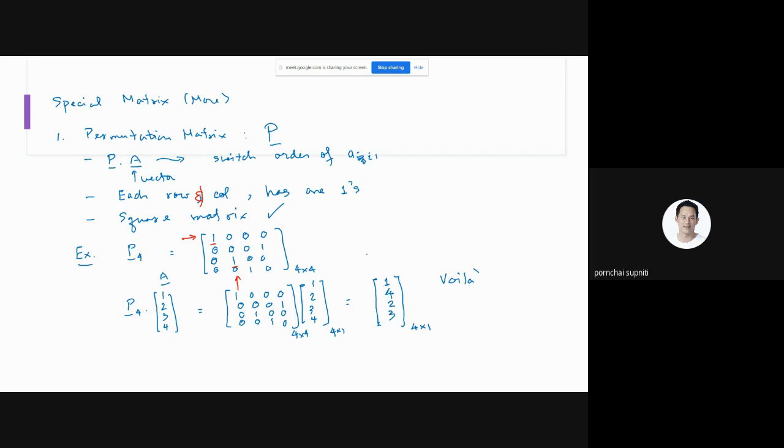Another property that is important about the permutation matrix is this. For permutation matrix, there are two interesting properties actually. One is P transpose multiplied with P, you always get identity.